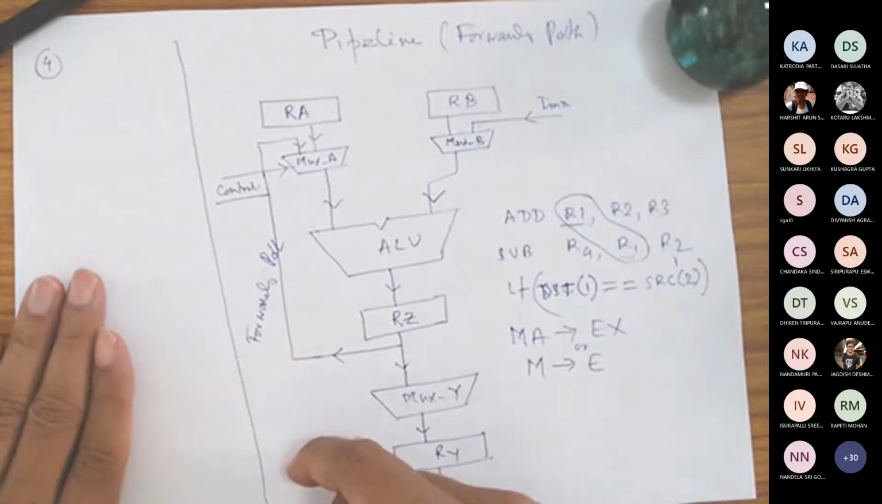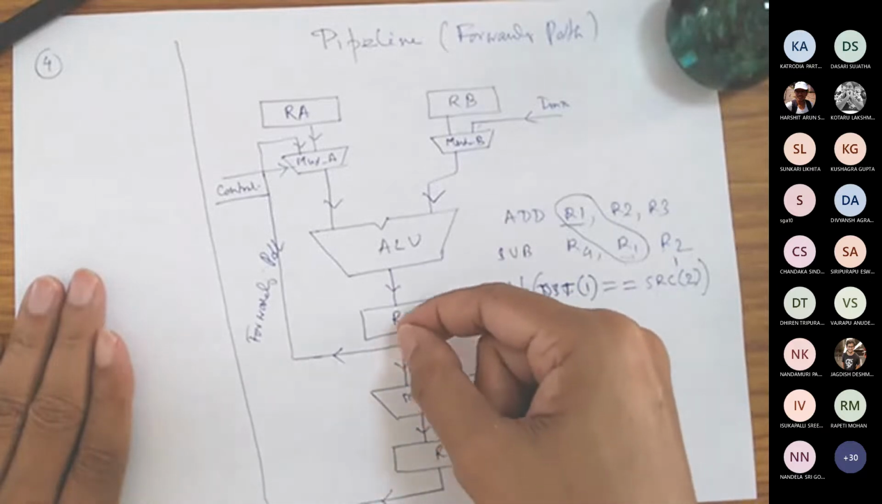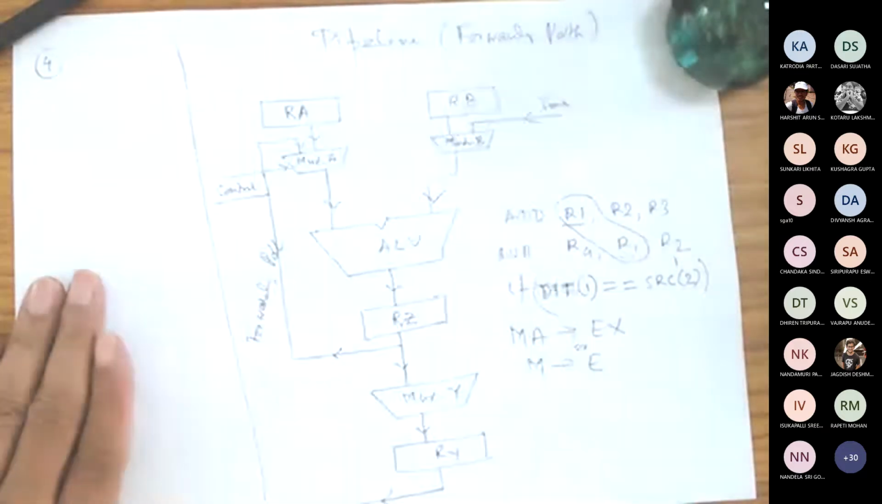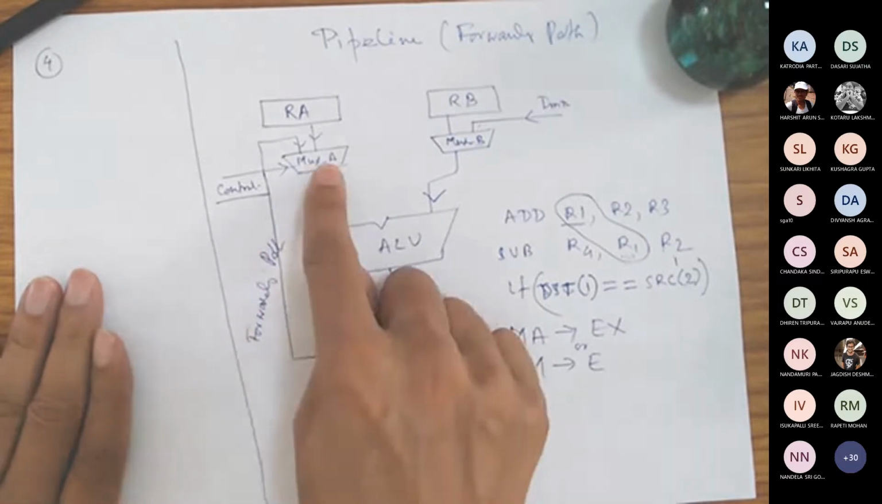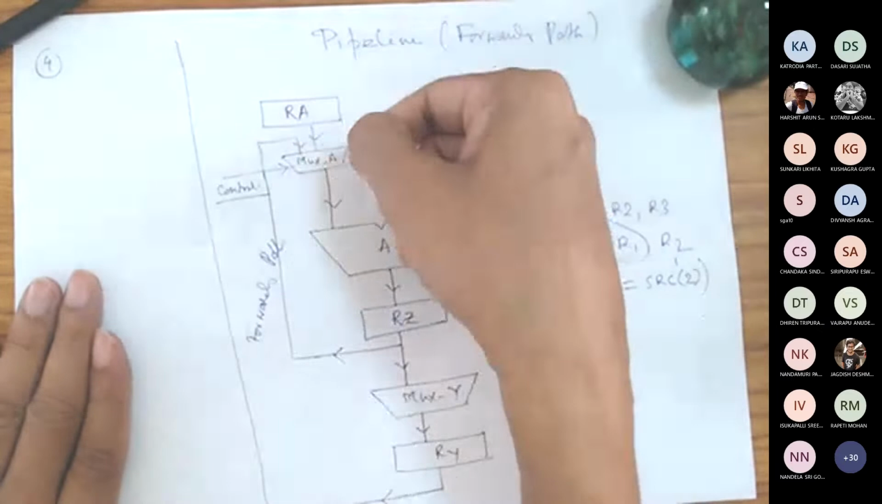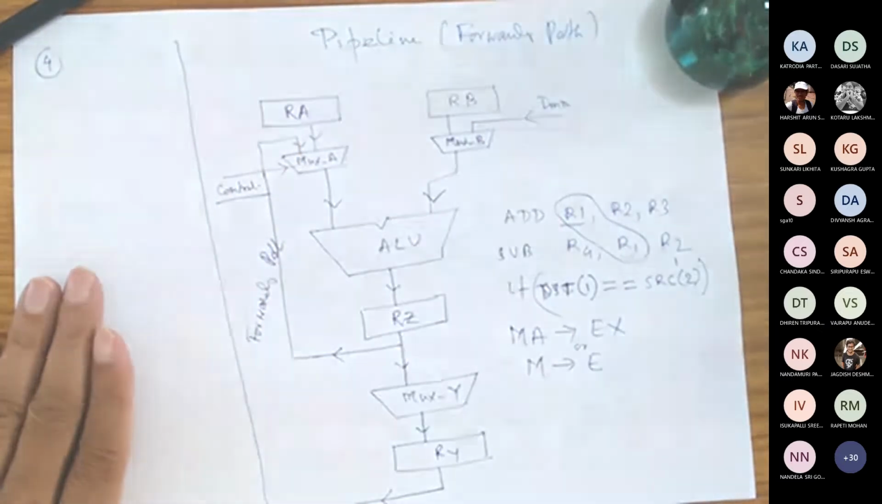We are continuing with that one, but we are just taking the intermediate value and giving it to the arithmetic stage so that it can be used. Now this is a multiplexer. Either you select it from RA or you select it from this one.